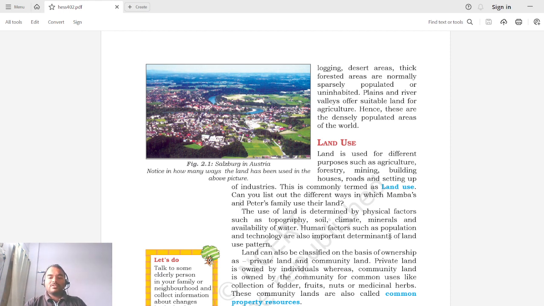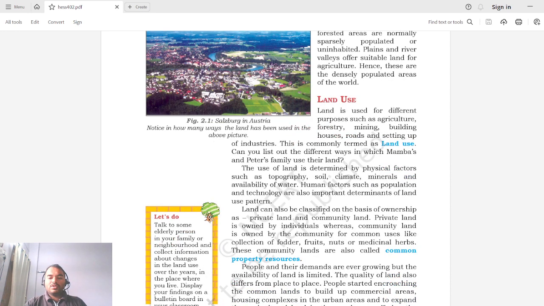Human factors such as population and technology are also important determinants of land use pattern. And all this land that is available, finally who will be settling there? Human beings will be settling there. As human beings settle, they will try to bring in new technologies, and with these new technologies they will try to make better use of this land day by day.